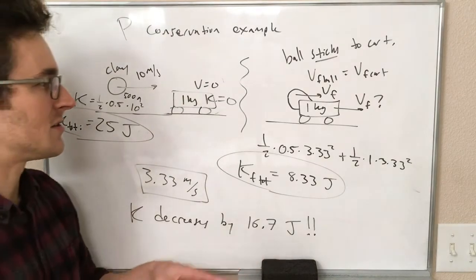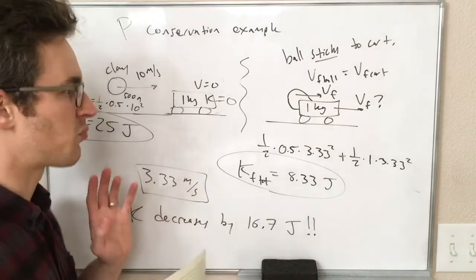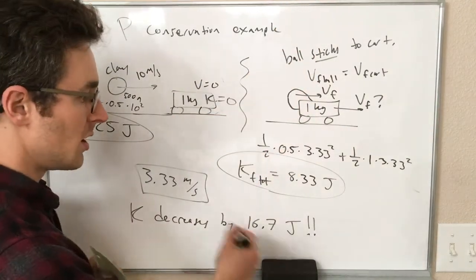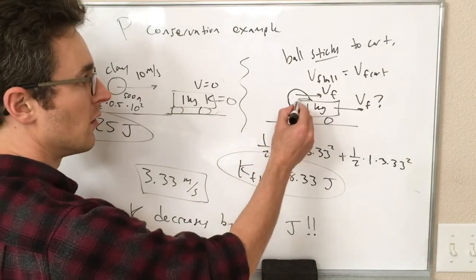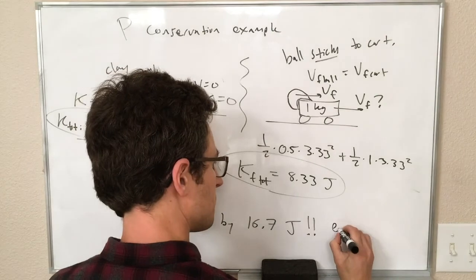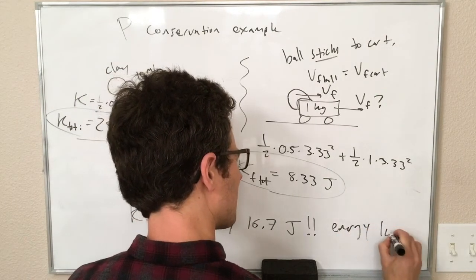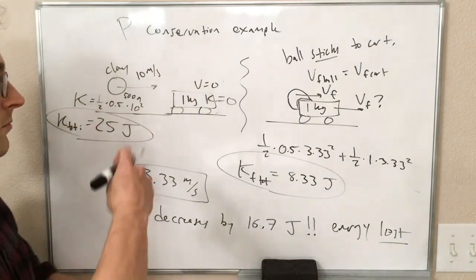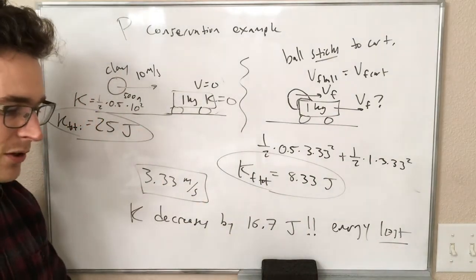And none of this is hidden in any potential energy. Like there's no spring that gets compressed. The cart doesn't go up a hill. This is all energy lost to the interaction of this clay ball and the cart. So in other words, this energy is lost. It is not, like I said, hidden as some potential energy.